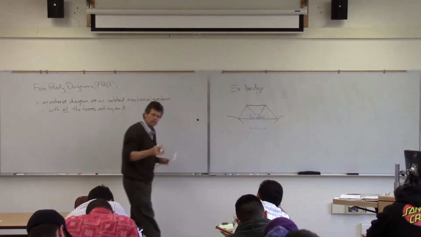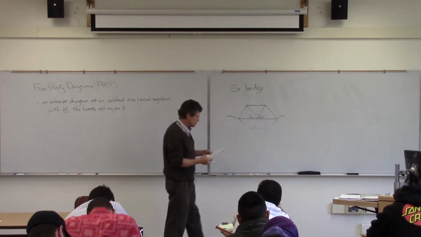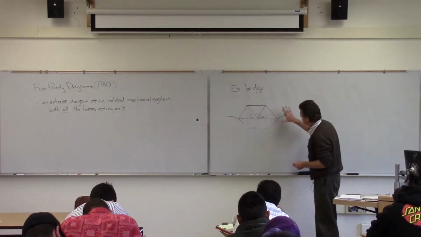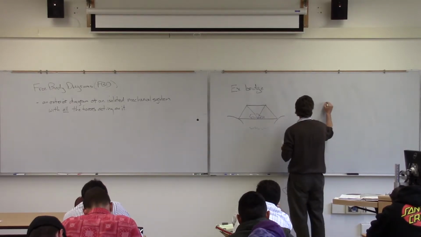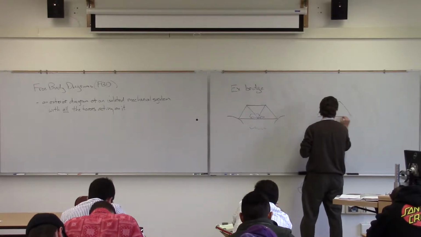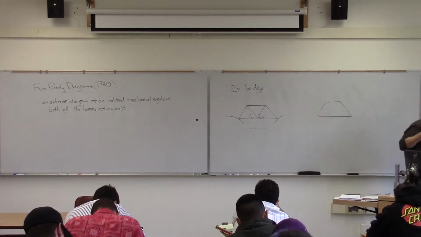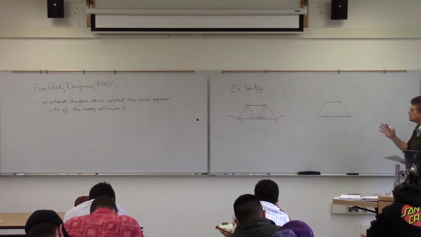So again, this is a mechanical system. It's holding up a car. It's keeping it from falling into the water. What I'm interested in, in terms of what a free body diagram is, is the exterior again. So my free body diagram will look like that. So there's a car in there. There's truss members all over the place, but I don't care about those.